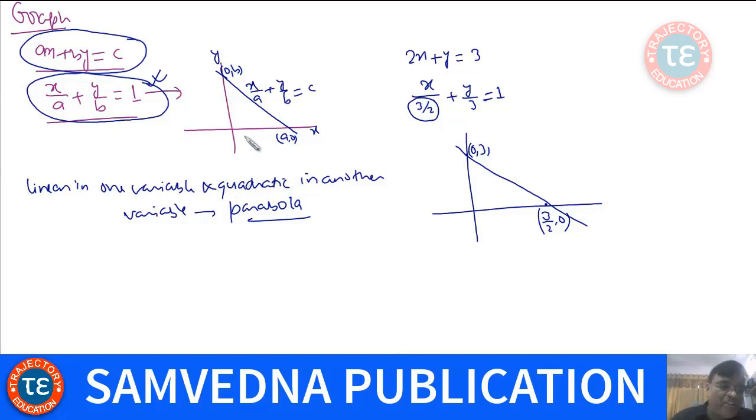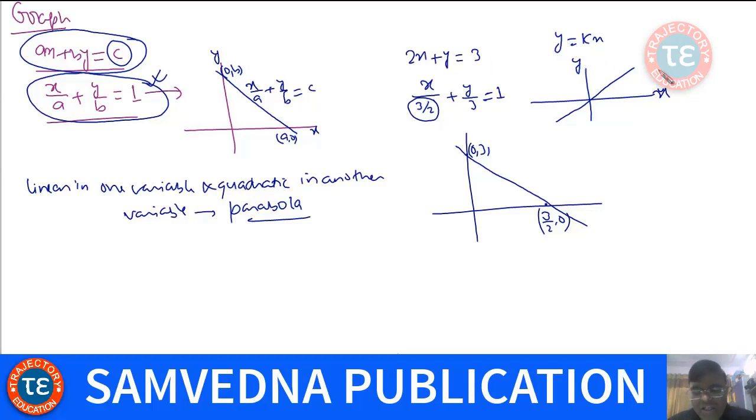So if you have an equation which is linear in one variable and quadratic in another variable, then it is a parabola. See, one thing I forgot in the line: if you have something like this, then this is a line passing through origin, right? If you don't have any constant, then that is a line passing through origin. If you have an equation in x and y and you don't have any constant, that is the equation of a line passing through origin.